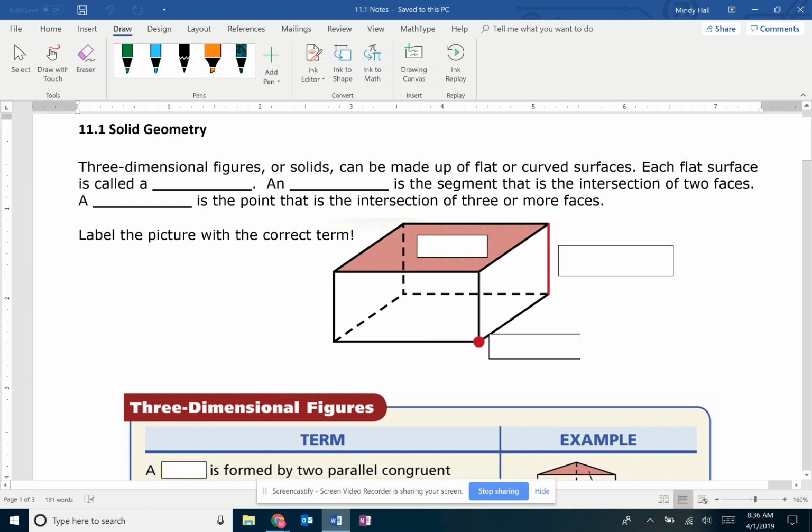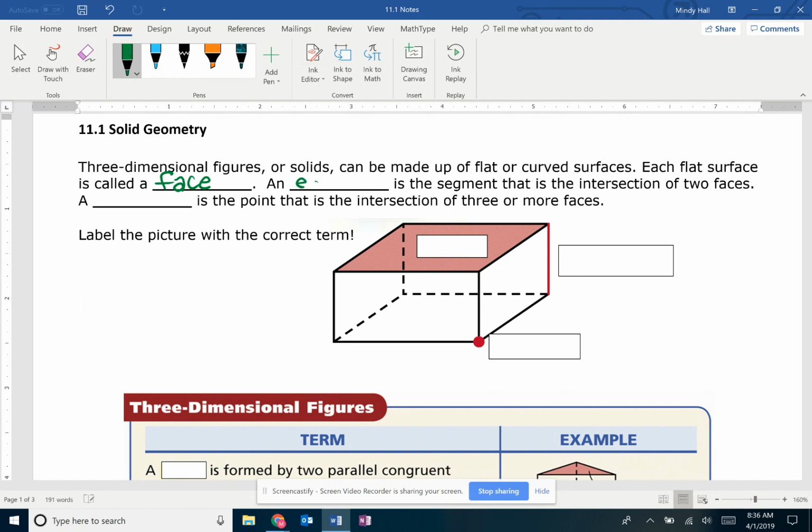All right, so today we are going to talk about solid geometry, and it's a lot of vocabulary and just being able to identify their different pieces. So, three-dimensional figures or solids can be made up of flat or curved surfaces. Each flat surface is called a face.